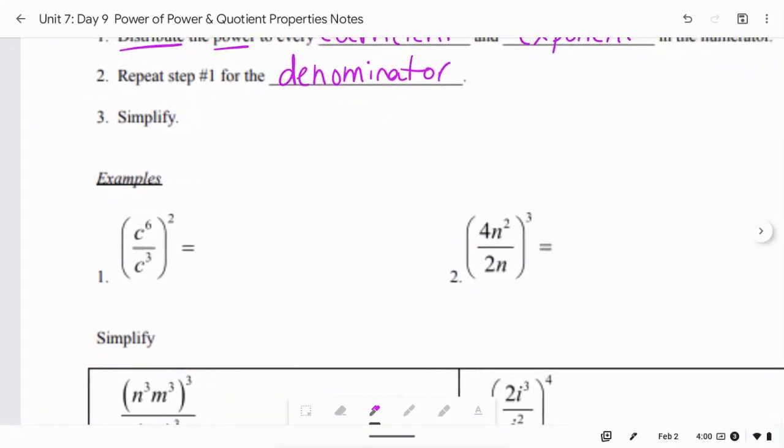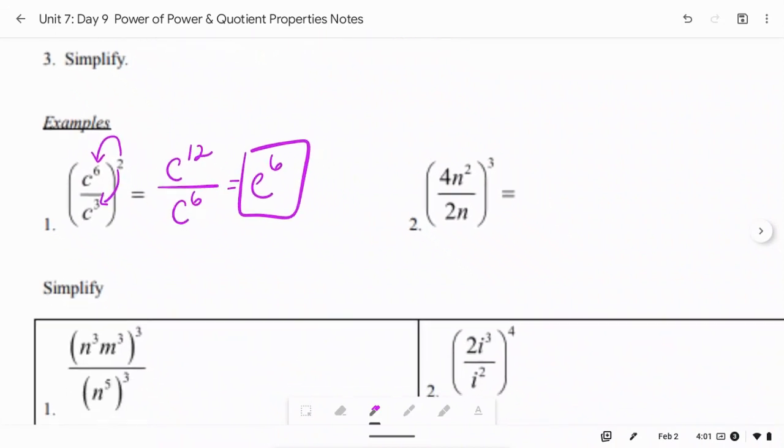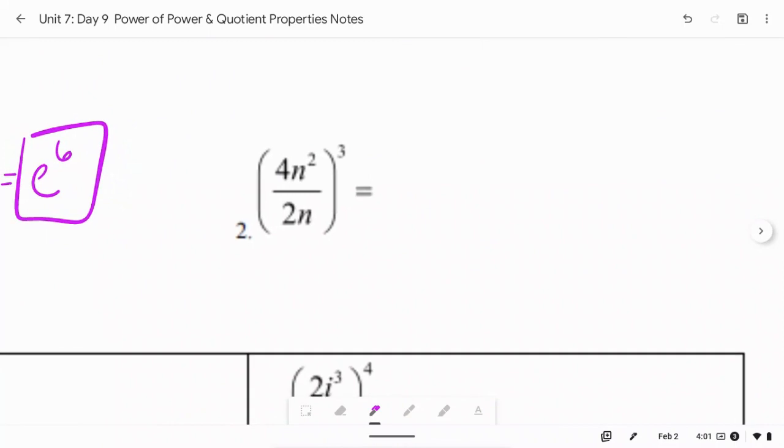So we're going to start off with some easier examples here. Since the entire fraction is in parentheses, we're going to start by distributing the second power. We don't have to worry about any coefficients, so we're just going to multiply the exponents when we distribute. So we get c to the 12th power over c to the 6th power, and now it's a division problem. So remember, with division, you subtract exponents. So 12 minus 6 is c to the 6th power. Final answer.